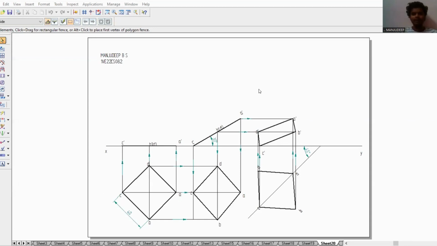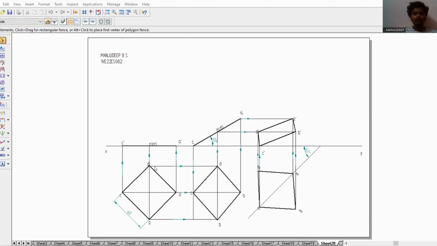Now let us read the second question. A square lamina of dimension 40 mm is resting on one of its corners on HP. The square is inclined to HP at 30 degrees and inclined to VP at 45 degrees. Draw the projection of the lamina.